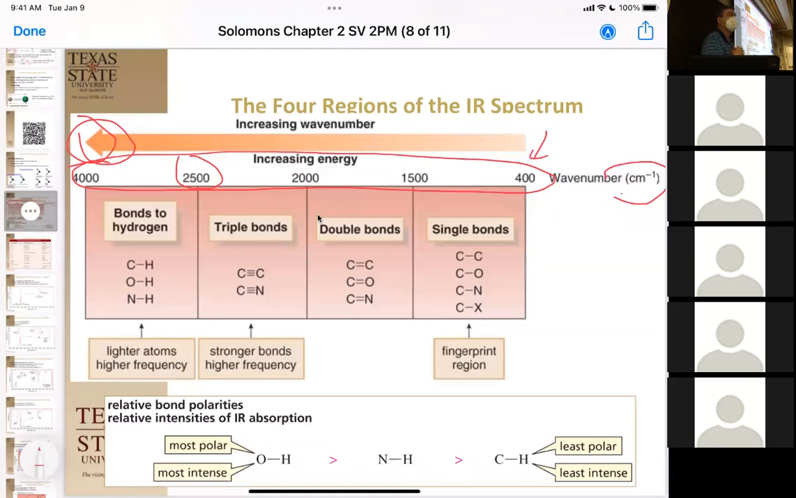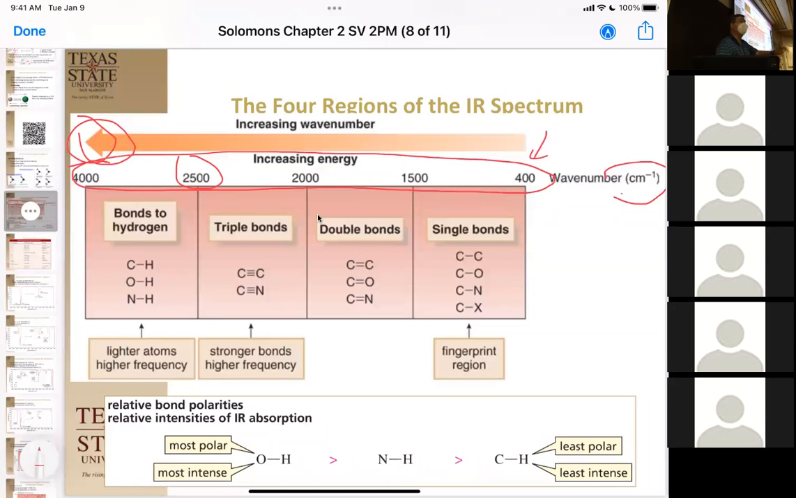Yes. Isn't hydrogen bonding like the strongest bond? I'm going to talk about that. That does play a role. Okay. Hydrogen bonding does play a role. It changes the shape of the peak. But right now, I want to talk about these, which are the lighter atoms.